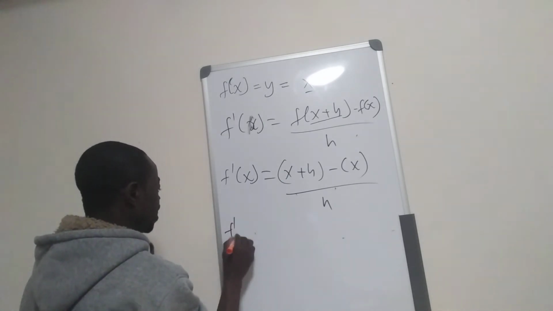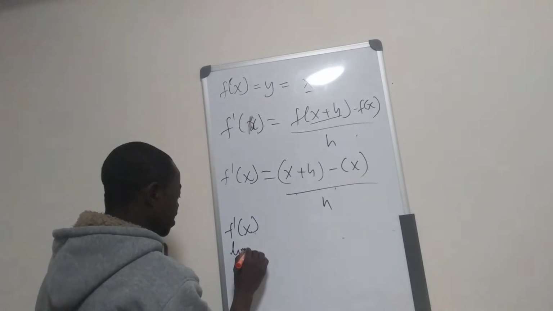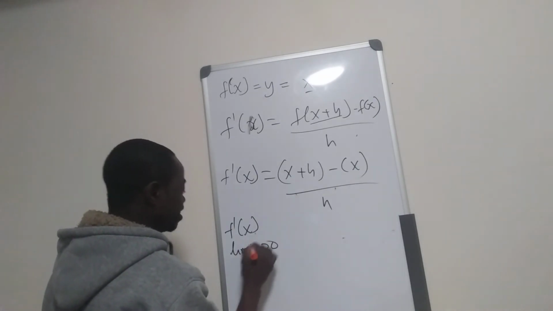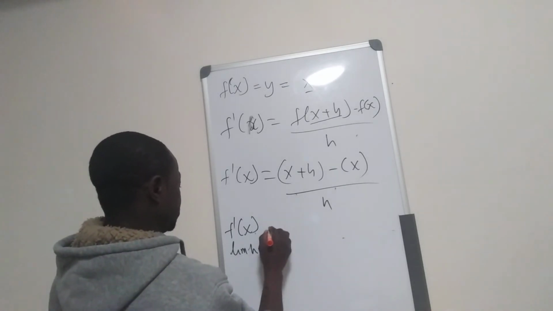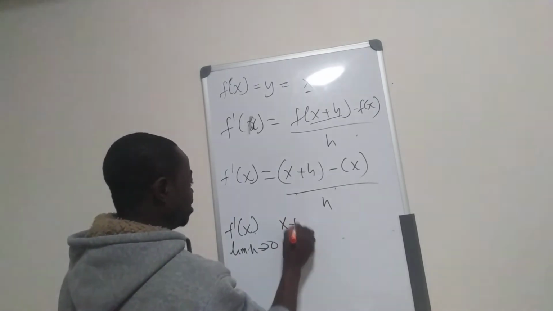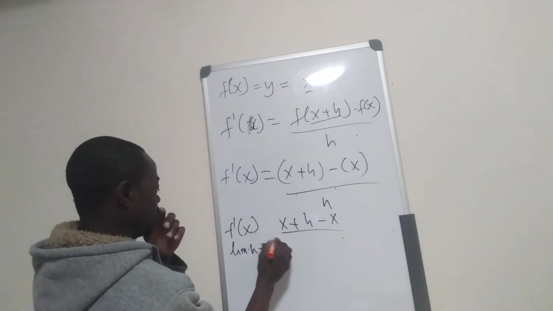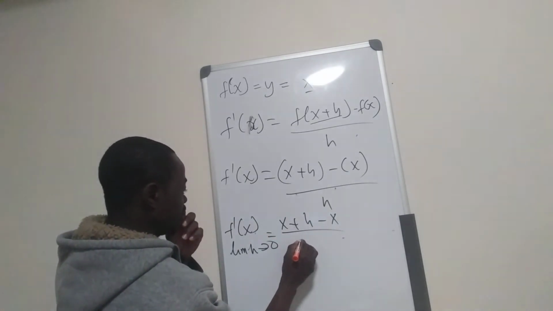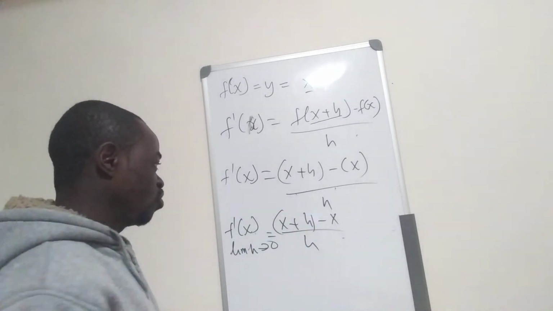So we have f prime of x. We have the limit as h approaches 0 of x plus h minus x, and all over h. Right. Now we are solving for that.